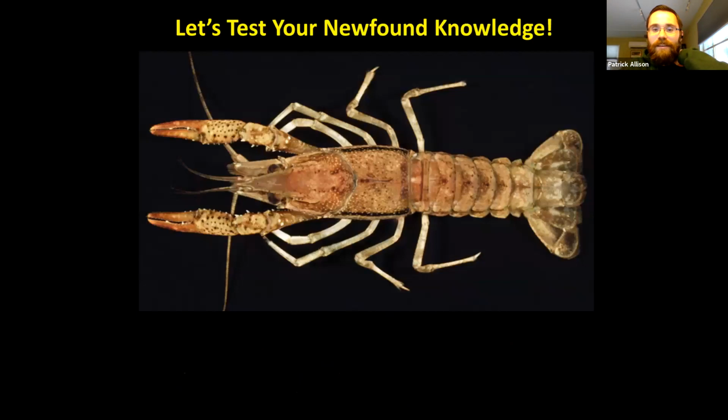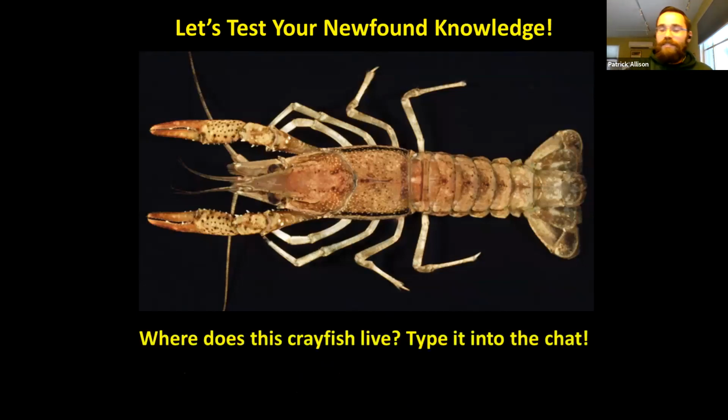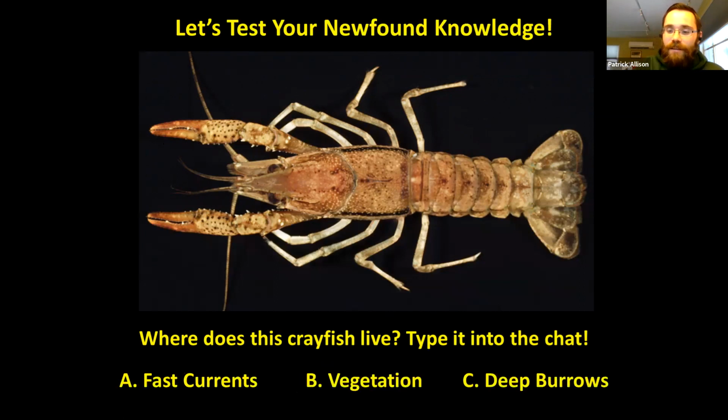All right. Now we have a crayfish. Where does this crayfish live? So we can see really slender claws and a slender body. So does this crayfish live in fast currents, vegetation, or deep burrows? And yes, conglutinates will precede the glochidia in the life cycle.